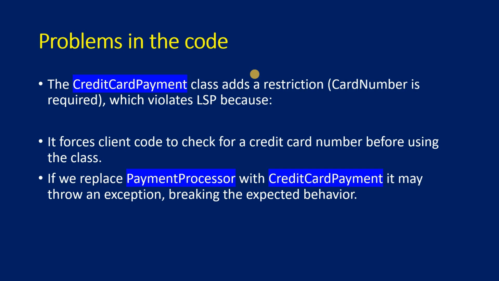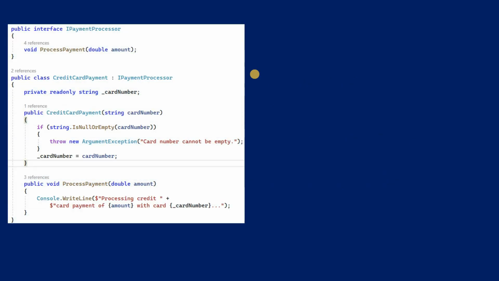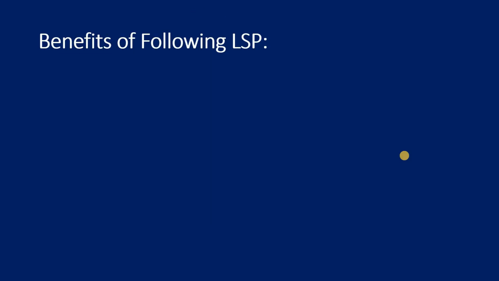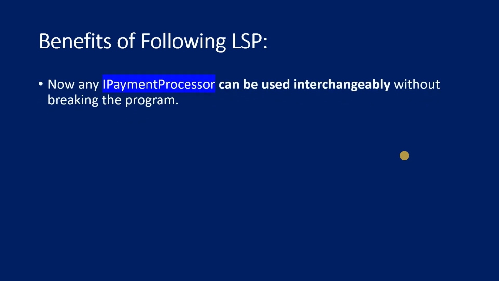To overcome this problem, we have implemented the functionality like this. First we created one interface, and then we created two separate classes. We implement this interface in both classes, and through the constructor we pass the credit card number. But in case of cash payment, we just need to pass the amount, as we can see here. In such a way we can achieve the Liskov Substitution Principle. So what are the benefits of following the Liskov Substitution Principle?